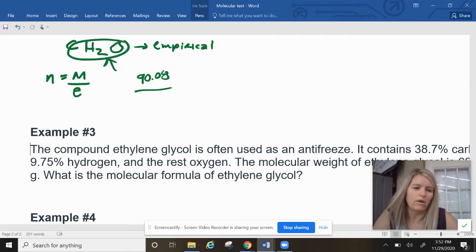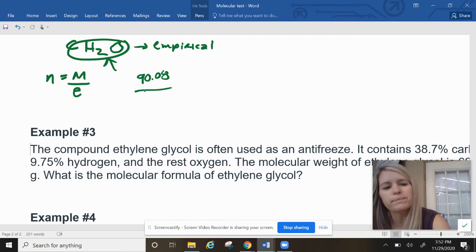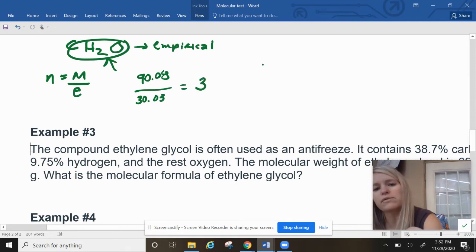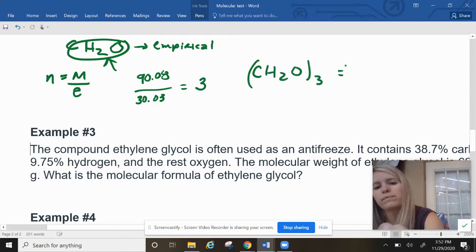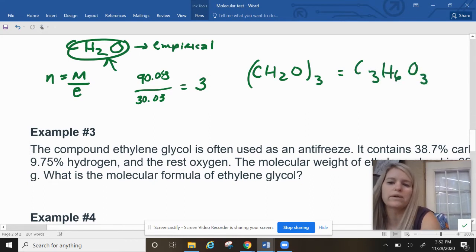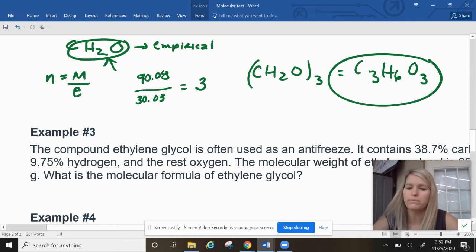So we have carbon's 12.01, plus each hydrogen's 1.01, so 1.01 times 2, plus oxygen 16. So that's 30.03. Okay, and if we divide those, the nearest whole number is 3. So that means if we take the CH2O and multiply that by 3, you're going to get C3H6O3. So that is the molecular formula.